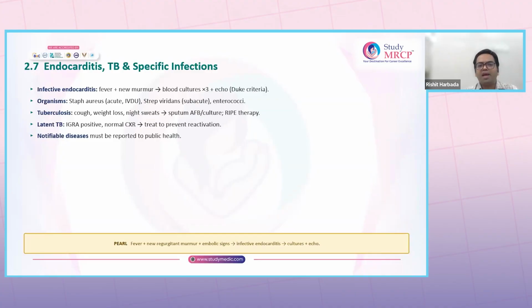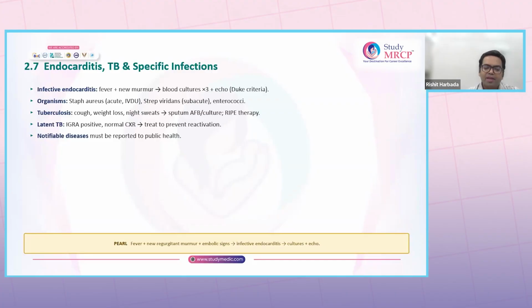What are the commonest organisms for acute infective endocarditis? Most common is Staph aureus, which is most commonly seen in intravenous drug users. So if the patient has any history of IV drug abuse, Staph aureus is the most common. It presents very, very rapidly. Toxic patient, valve destruction, and can cause septic emboli, and the patient can actually die.